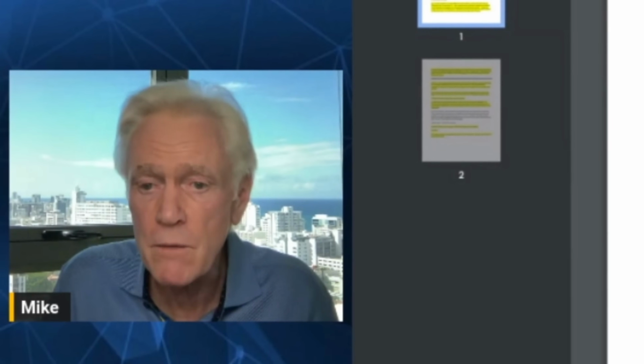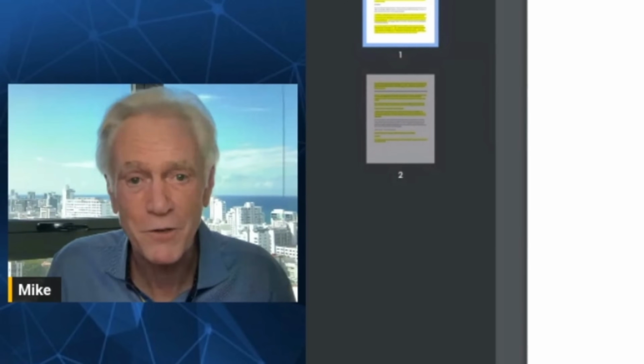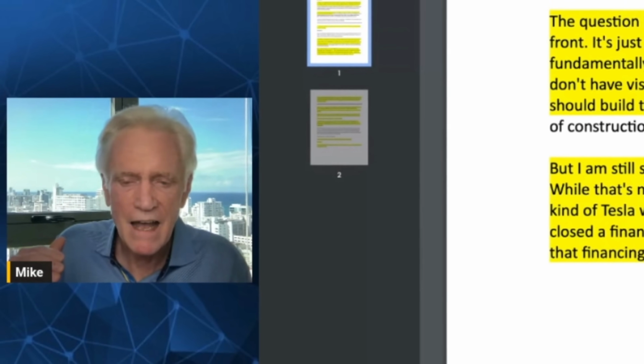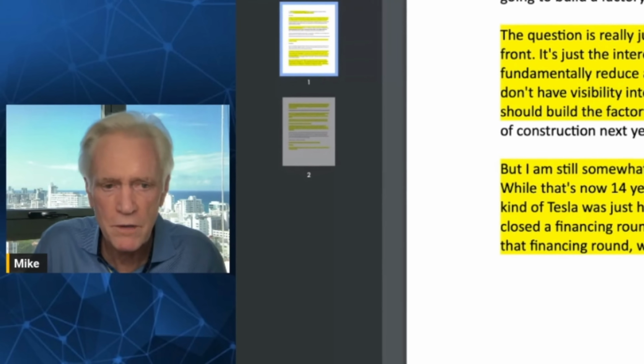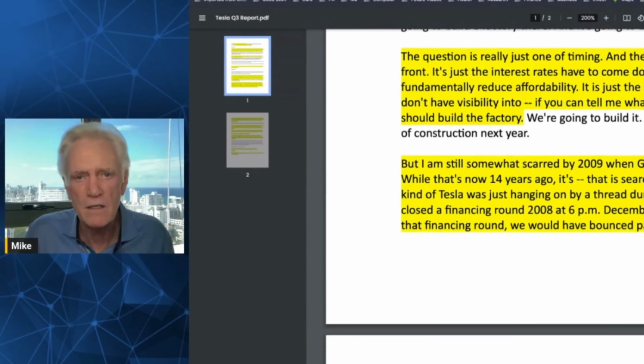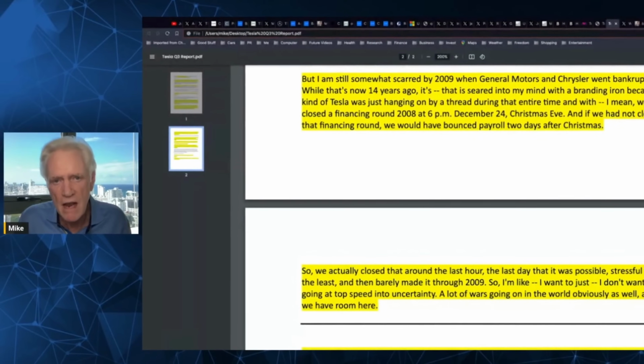If you can tell me what interest rates are, I can tell you when we should build the factory. Bam. So he's got this uncertainty as far as where the economy is going to be, and he's very hesitant. And now he is somebody that has learned lessons from the past, where I see other companies never learning their lessons.